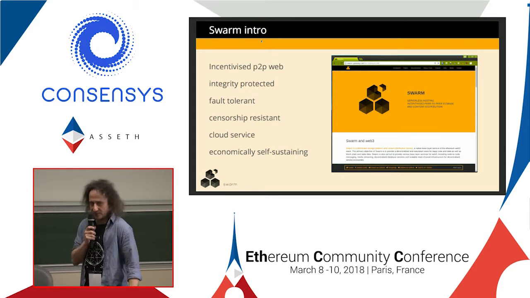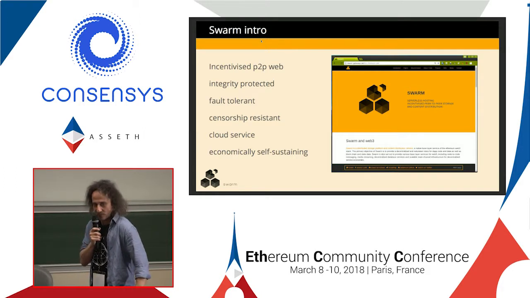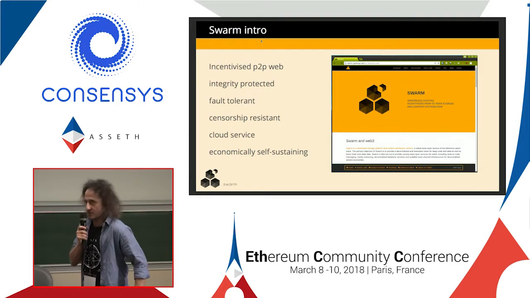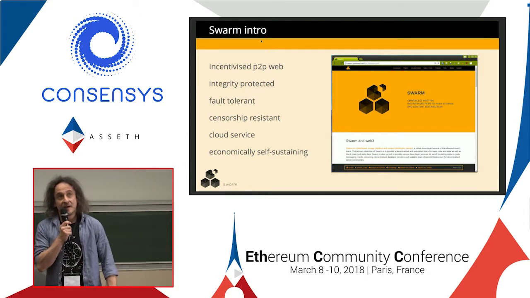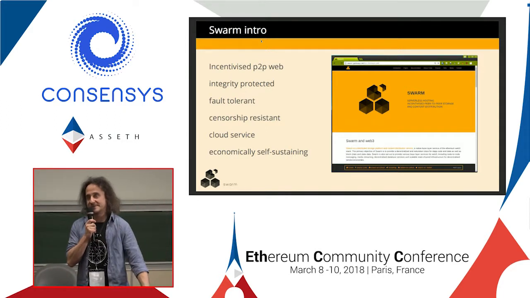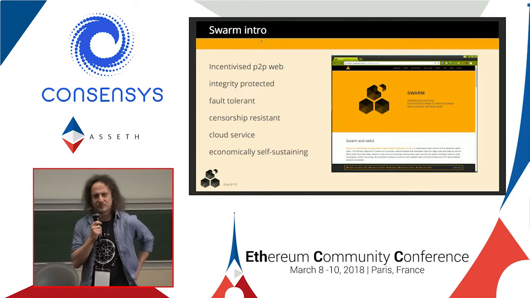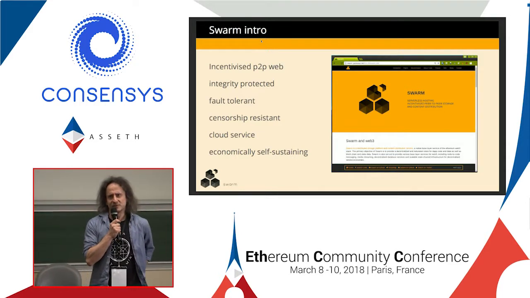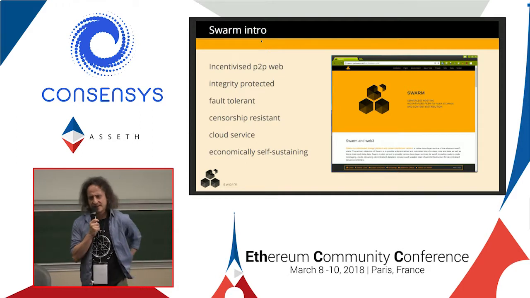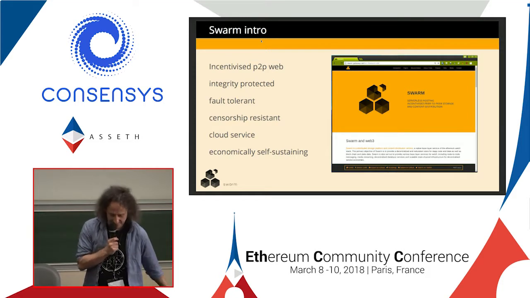So what is Swarm? Swarm is basically an incentivized peer-to-peer web. It provides integrity protection, fault-tolerant and censorship-resistant storage, and it's a genuine cloud service in the sense that, from a distance, Swarm looks like BitTorrent on steroids, and maybe that's the easy way to explain to your friends what it is. However, if you look closer, it's not of a family of file-sharing systems in the way that IPFS and the others are.